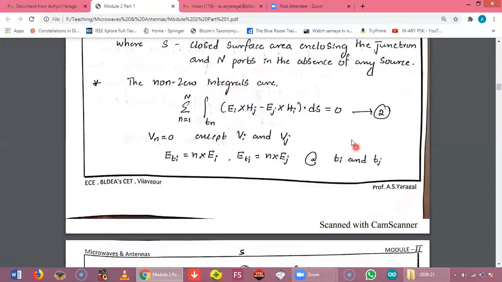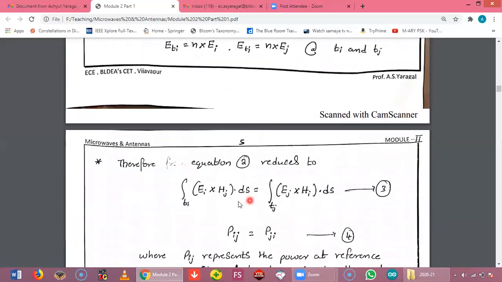Therefore, equation 2 can also be reduced here. It reduces to Ei into Hj here. Now, if there is a reduction of equation 2 to this equation number 3, we can see that equation 4 could be written as Pij is equal to Pji.